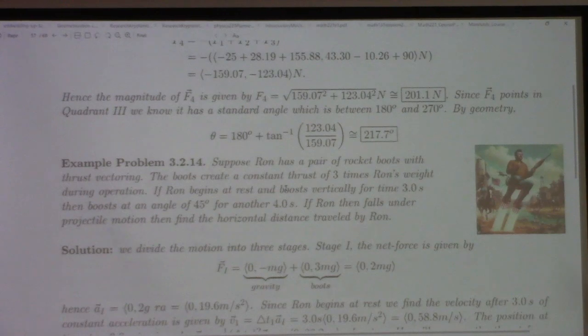So the way this problem is solved is in three stages. Stage one, the net force is the upward force of the rocket against gravity. Stage two, I've got the sideways force of the rocket boots against gravity. And then stage three, no thrust, the boots are off, and he's just under the force of gravity. So there's always a net force, there's always an acceleration, but in each stage of this problem, there's a different acceleration. And so if you read this, what I do is I solve the kinematic problem in each stage separately using the kinematic formulas that we've talked about. Each stage has a constant acceleration, so I can find the displacement under each time period systematically and work it all out together.